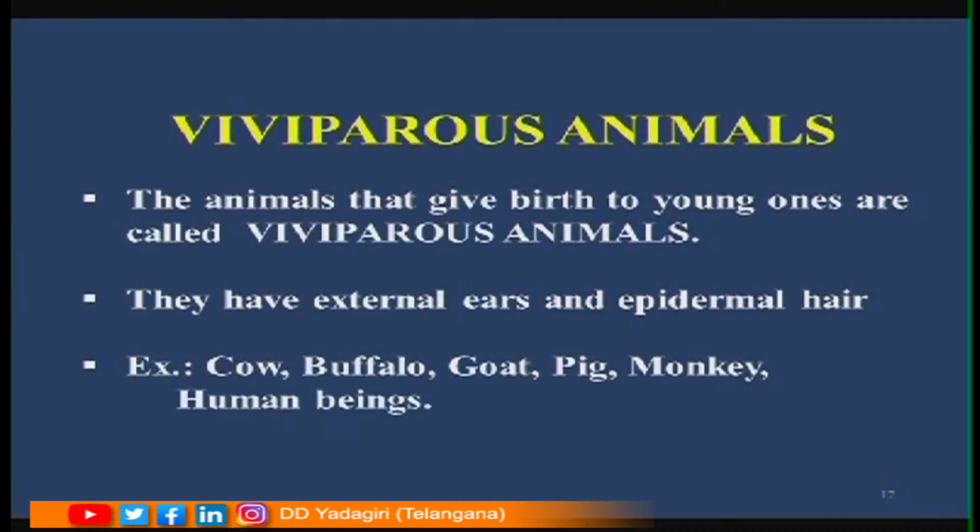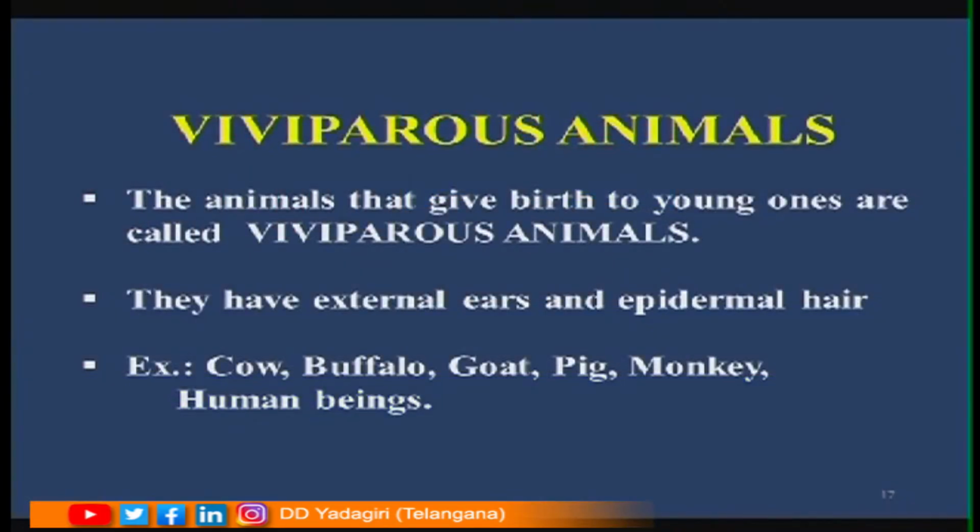Now, let us see what is meant by viviparous animals. So, what are viviparous animals? Organisms which give birth to young ones are called viviparous animals. They have external ears as well as epidermal hair. Examples are cow, buffalo, goat, pigs, monkeys and as well as human beings.